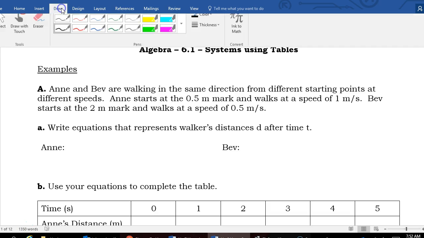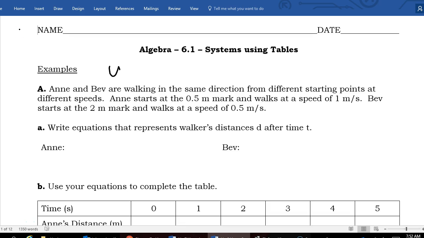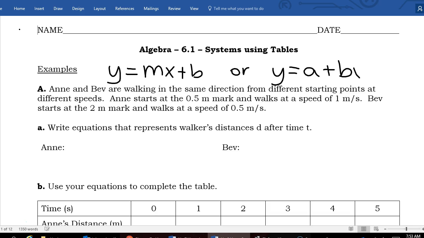So we need to recall from previous work our y equals mx plus b, or our y equals a plus bx. They mean the same thing, but depending on how you've learned this in the past, the slope or the rate of change always goes with the x, and the y-intercept or the starting value always goes by itself.